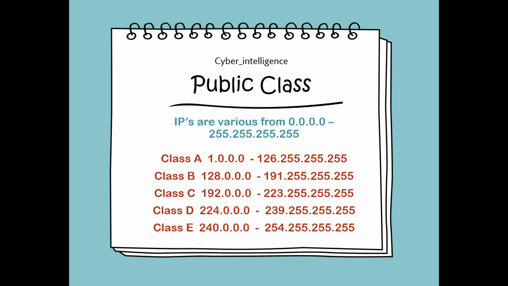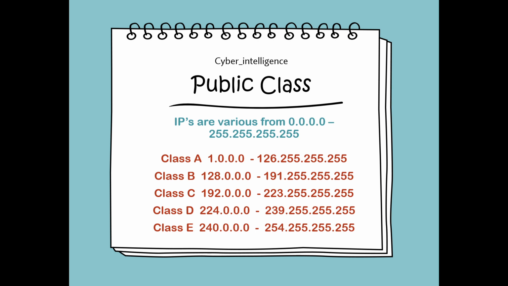Let's move. Now, the final topic is classes. First, we see the public classes. IP address octets range from 0 to 255. The limit is 255. Public addresses have 5 classes: Class A, Class B, Class C, Class D and Class E. Class A is 1 to 126 and Class B is 128 to 191. Class C is 192 to 223 and Class D is 224 to 239. Class E is 240 to 254.